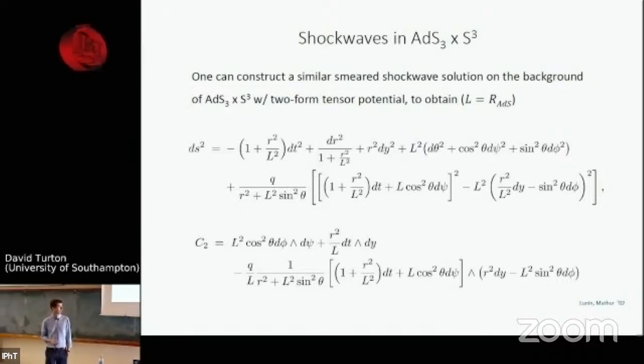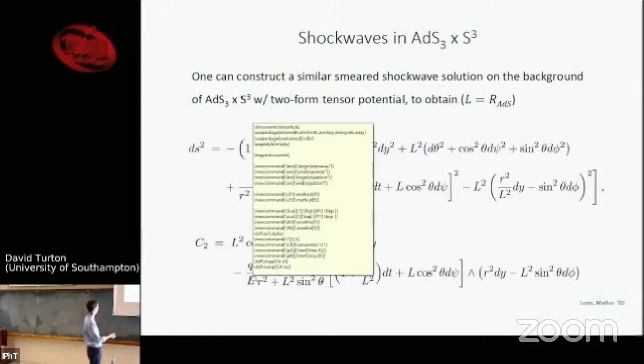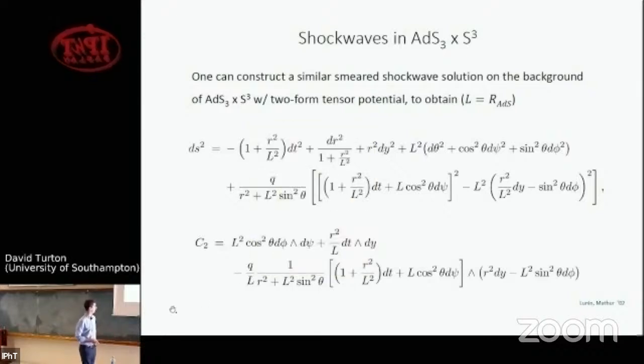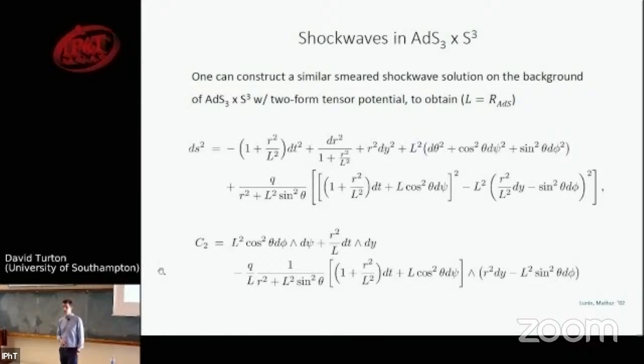Okay, and because the background has a two-form tensor potential before you deform, we also get some appropriate deformation of the Ramond-Ramond two-form potential, proportional again to the strength of the shockwave. So this solution is going to be one of the seed solutions I'm going to use for the construction.